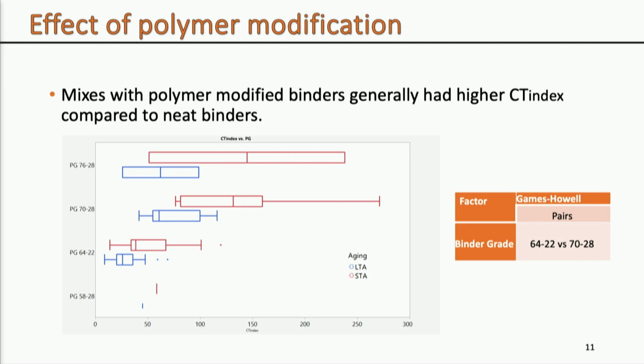Then we can also look at the effect of polymer modification. What we found out is that most of the time when you're using a polymer modified binder, that gives you high cracking resistance. Among the mixes that we were testing, we had some PG64-22, which is a neat binder, versus a PG70-28, which is a polymer modified binder. And typically, using a polymer modification increases your cracking resistance.